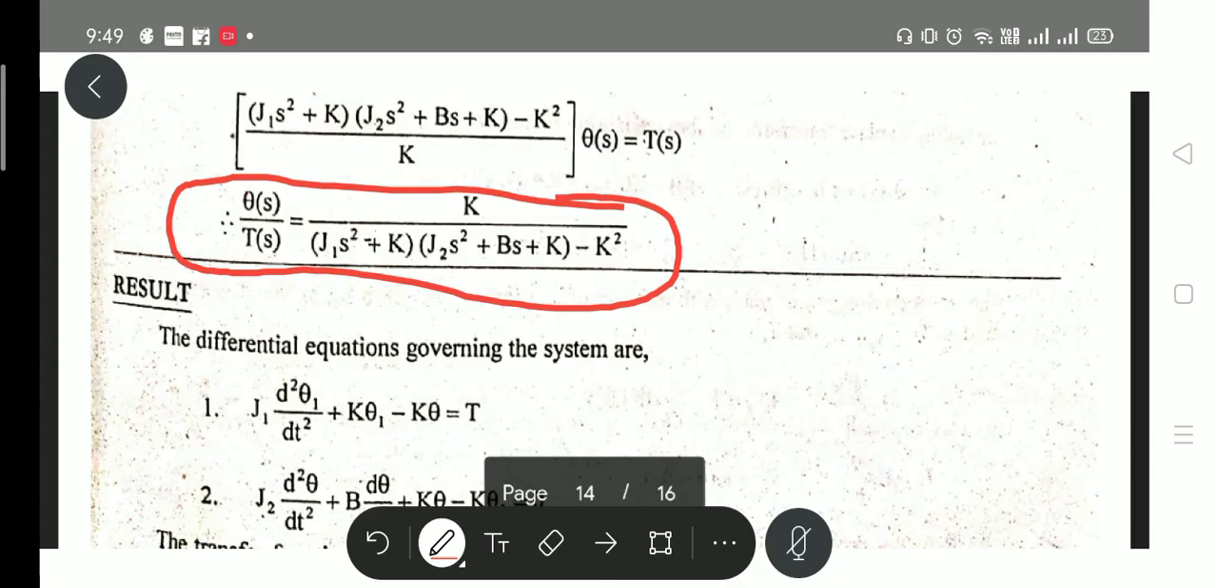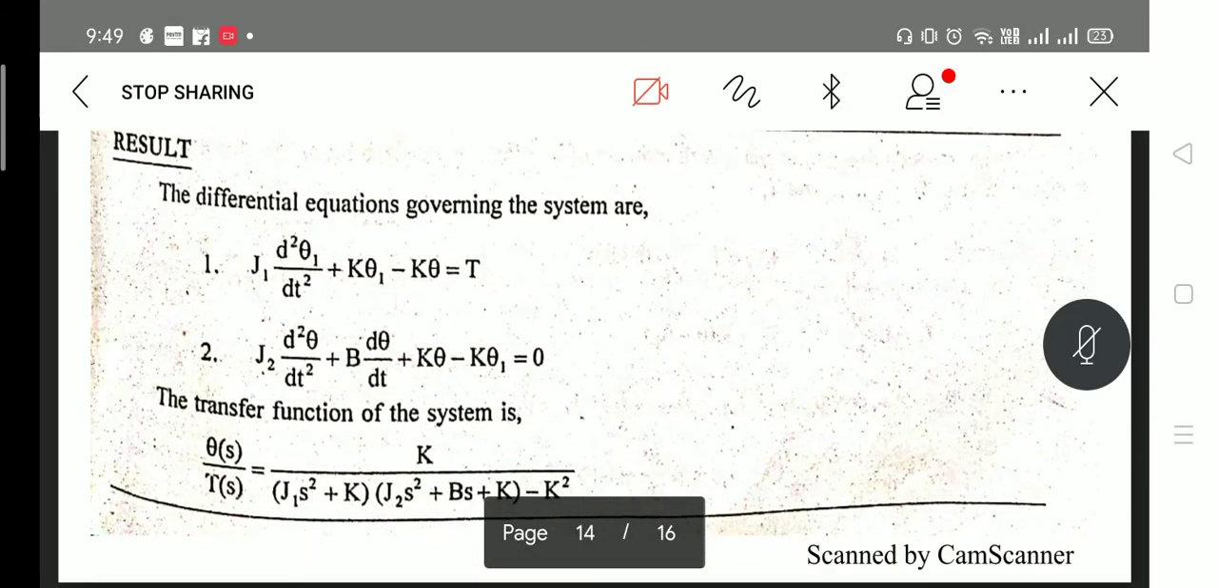What are the final results? We have represented the differential equations: for the first node we get one differential equation, for the second node we get a second differential equation, and finally the transfer function also. Finally, we can write it like this: two differential equations and one transfer function. This is the result of the rotational system.